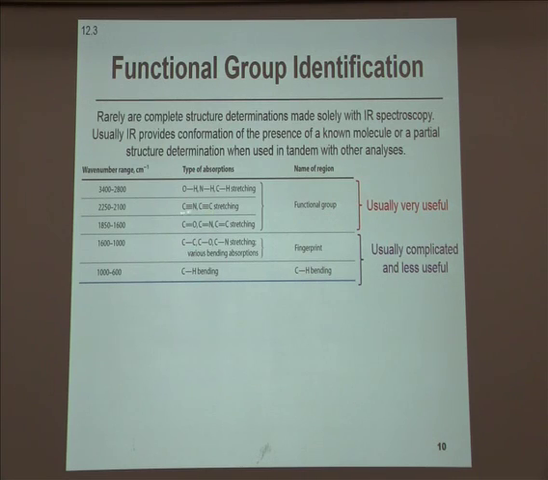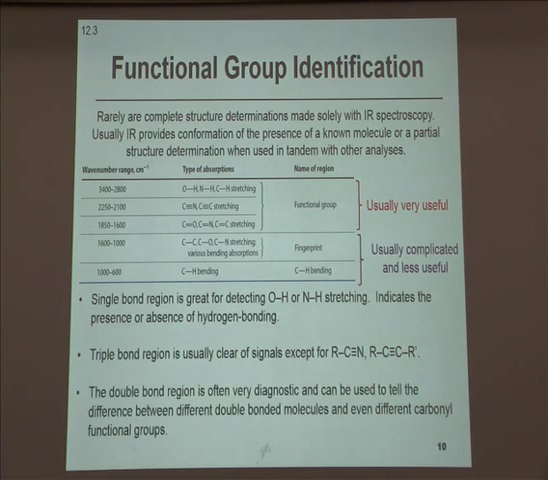Slightly less useful in most cases is this fingerprint or CH bending region. For the purposes of 344, we're going to largely ignore those. The last thing I want to draw our attention to is this double bond region, which not only can tell you by the intensity of the signal that it's probably a carbon-oxygen double bond, but the location or frequency of that signal actually is often used to identify exactly which type of carbonyl compound this might be.